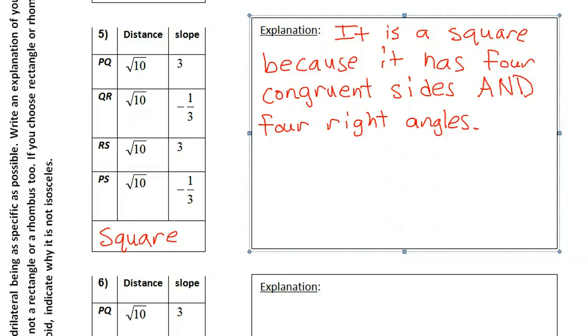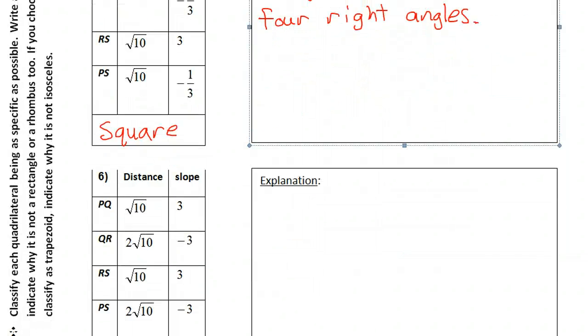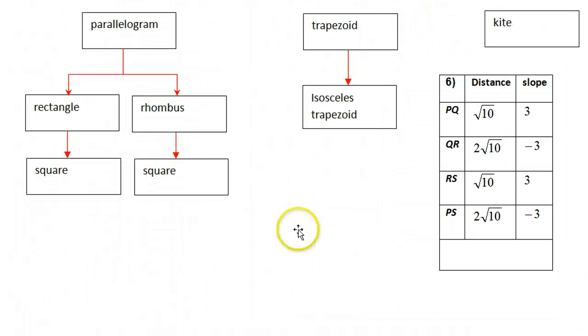All right, let's take a look at the last one, number 6. All right, here's number 6. The first thing we need to do is decide, is this a parallelogram, a trapezoid, or a kite? If it's a parallelogram, the opposite sides should be parallel and congruent. Here we have the opposite sides, these are opposite sides.